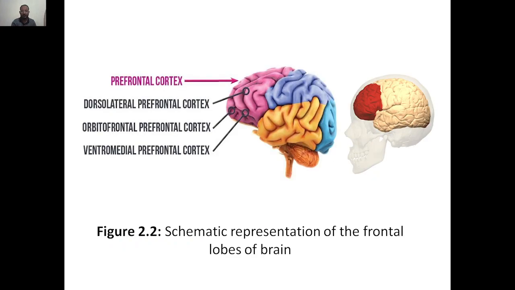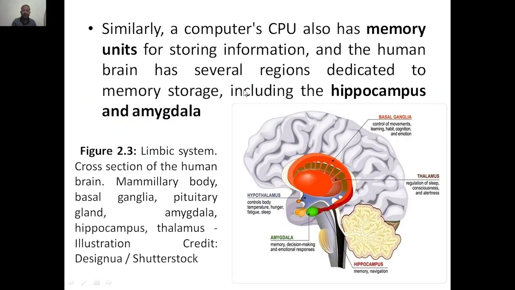So here this is how exactly it looks like. Prefrontal cortex, here it will be in the front part of the brain. Here you can see this part. Here we are having the dorsolateral prefrontal cortex and orbitofrontal and ventromedial. So these are all different parts of the prefrontal cortex. They have multiple regions, and the multiple regions are responsible for multitasking. So that is the schematic representation of the frontal lobes of the brain, which is very important for decision making and problem solving.